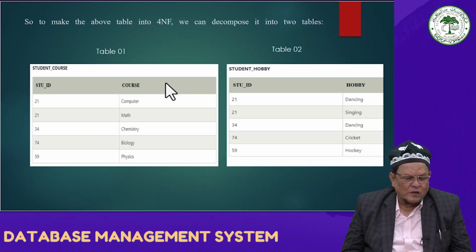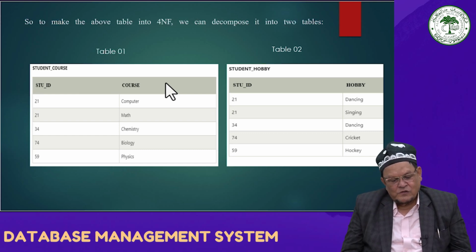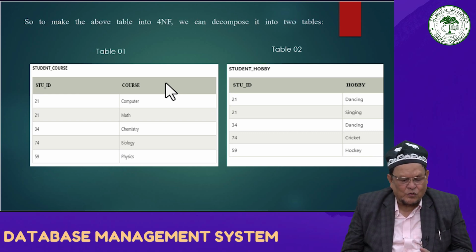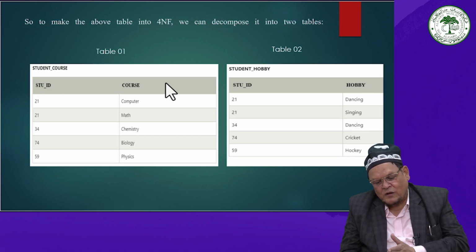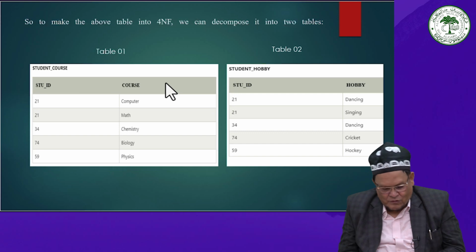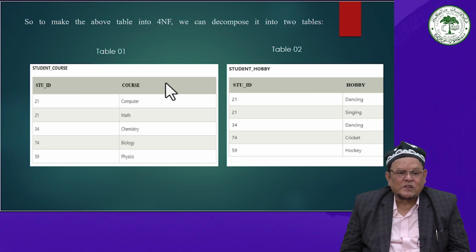In table 1, student course: student ID and course. In table 2, student hobby: student ID and hobby. Here, no multi-valued attributes remain. It means if a student ID has one course, no problem. And also in the other table the student has dancing, singing, whatever. So in this way, the tables become fourth normal form.